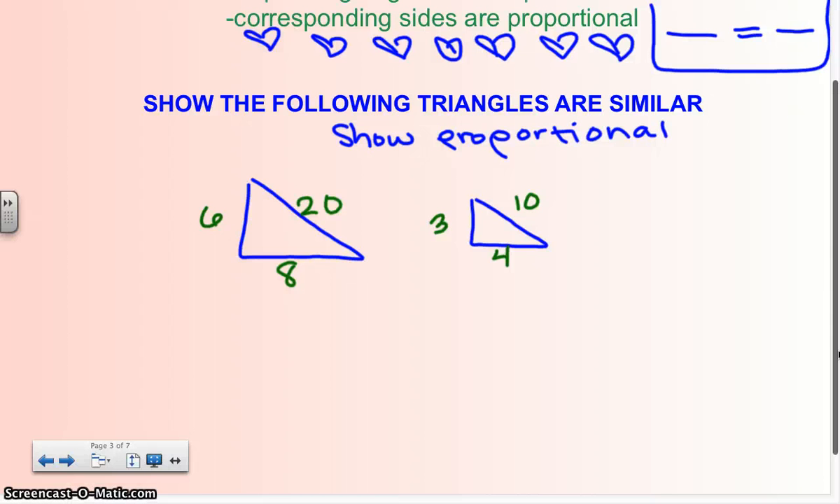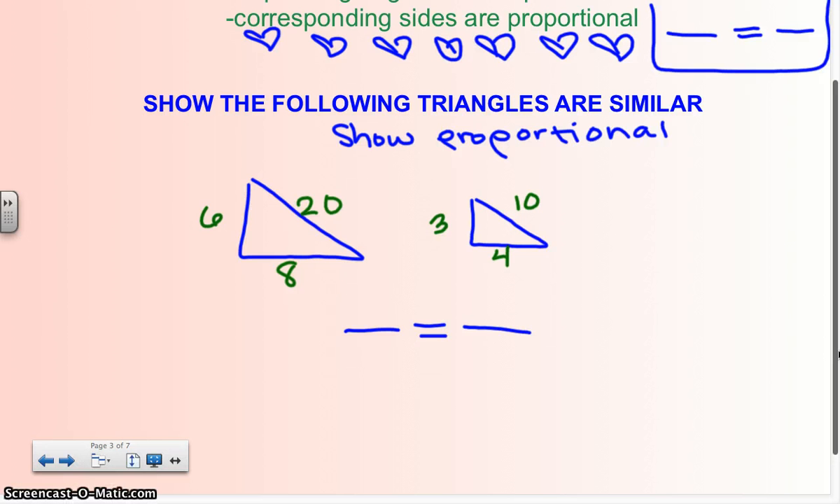Does it have to be a factor of the other one? This one happens to be, just to make it easy, yeah. But when you show proportional, you check cross products, that is our main goal. When we say proportional, we always have that skeleton.